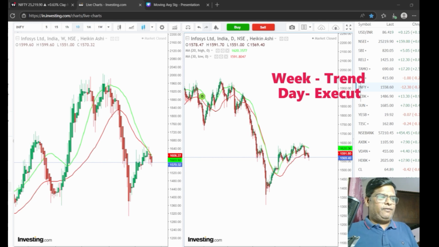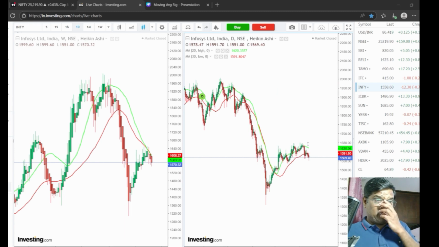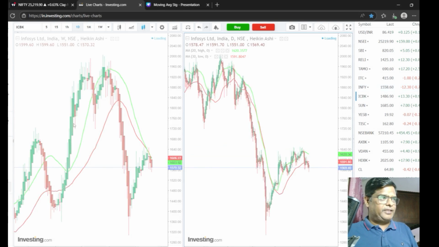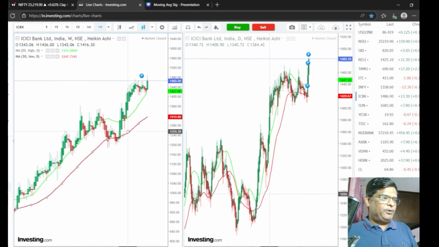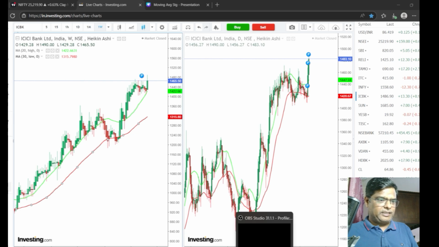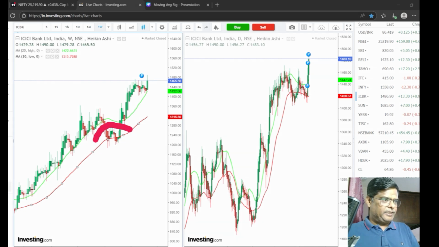So this is the way we need to analyze the trend. If the trend is up, then we will enter. Let me show you one more stock. This is ICICI Bank. Here you can see, click ICICI Bank. Now you can see ICICI Bank is completely in an uptrend. It took support here. You can see this is a very good supporting zone. How will it act as a supporting zone? What I'm talking about is this place.